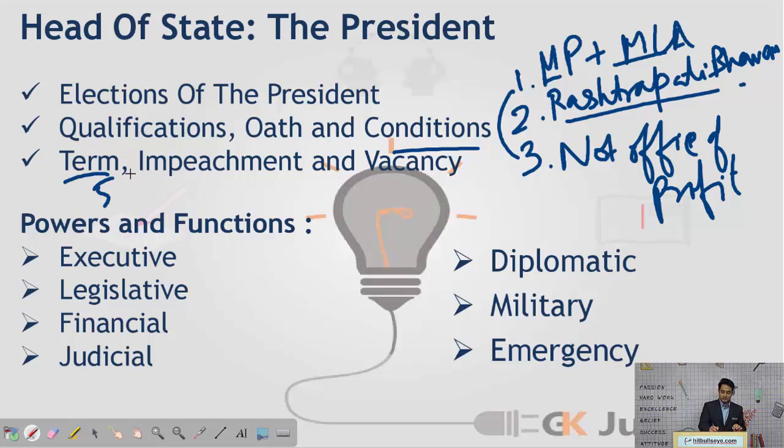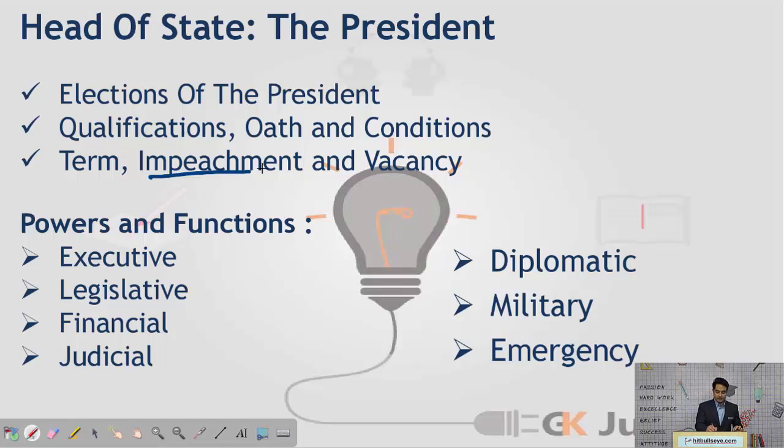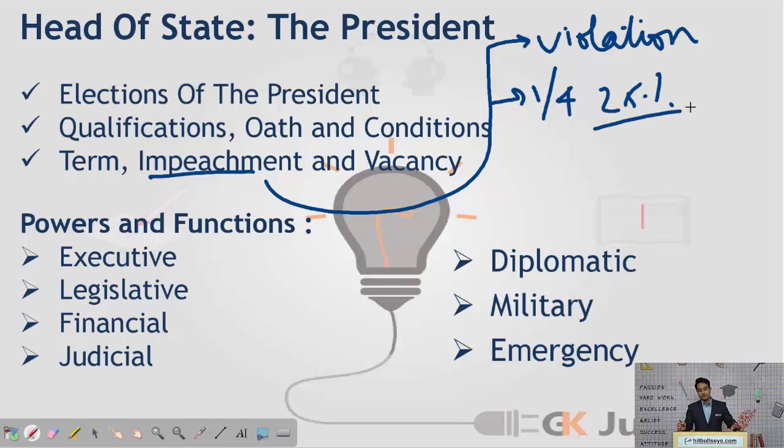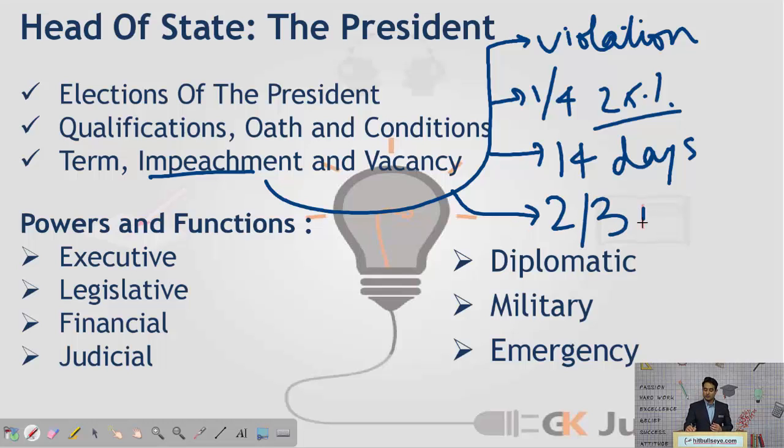The term is 5 years, but before the completion of his term, the president can be removed or impeached. Let's take a look at the impeachment process. The impeachment process can be initiated in either house, either Rajya Sabha or Lok Sabha. Basically, the reason is any violation of the constitution. These charges shall be signed by one-fourth of the total membership of that house, or 25% of the total membership. The president is given 14 days notice, and after this a resolution for the removal of the president is passed by a 2/3 majority of the total membership of that house.